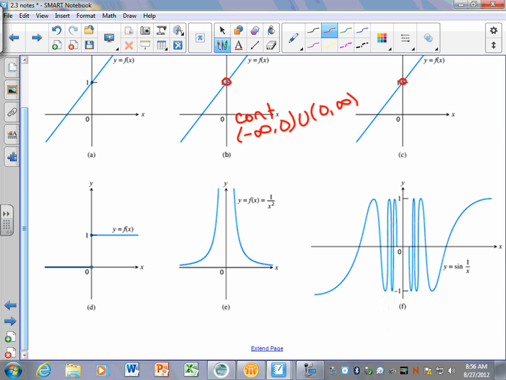And let's just say which kind they are. Letter D, what kind of discontinuity? Yeah, it jumps. It stops at 0, and then it jumps up to 1. So this would be a jump, and I'm just going to say at the same time that's non-removable.